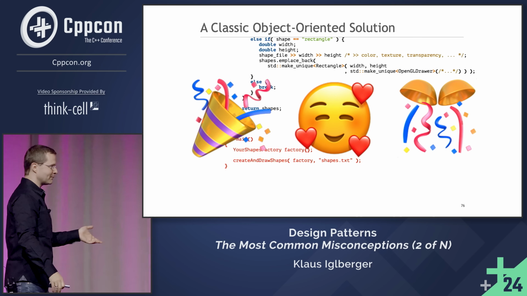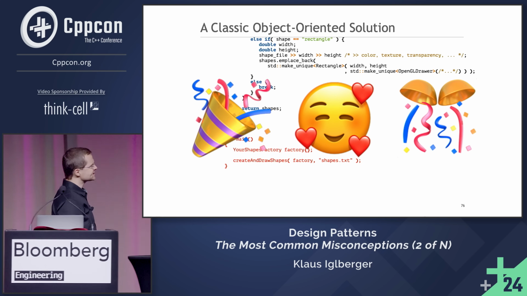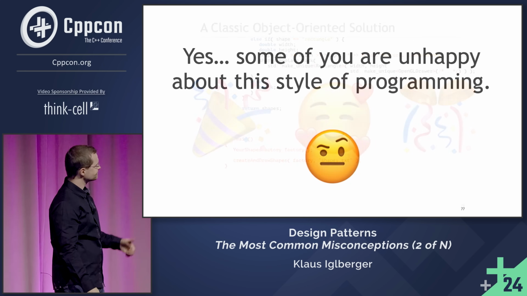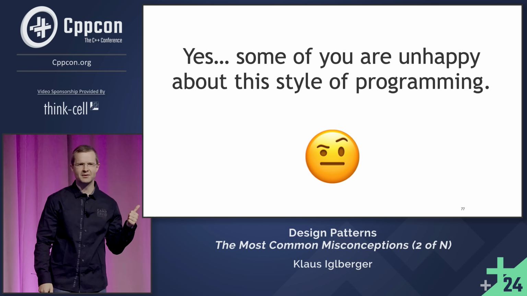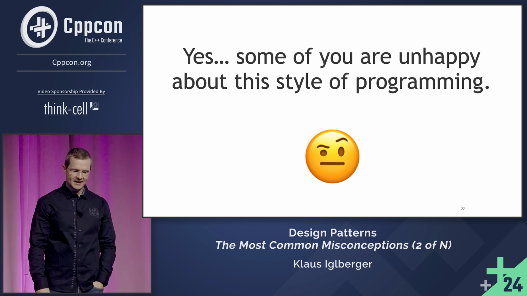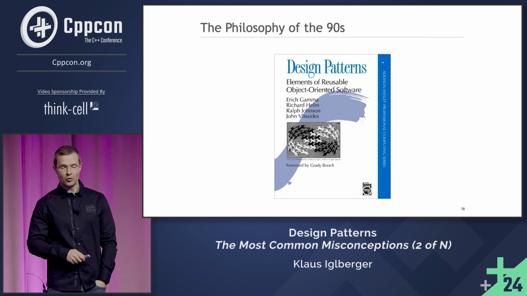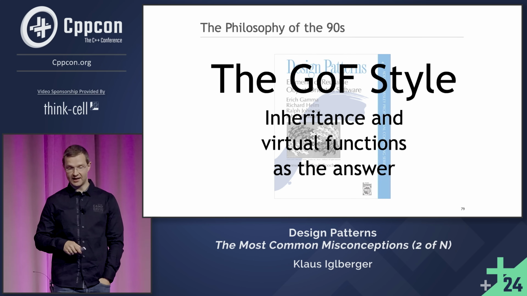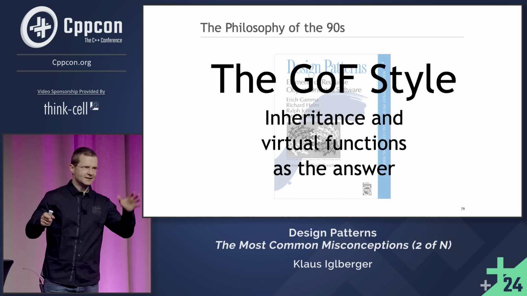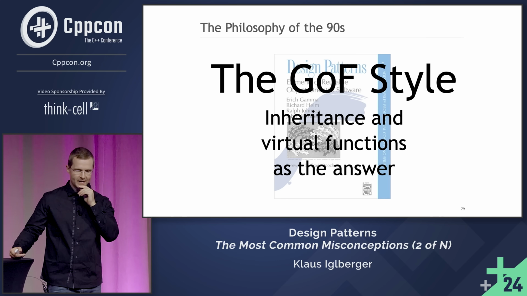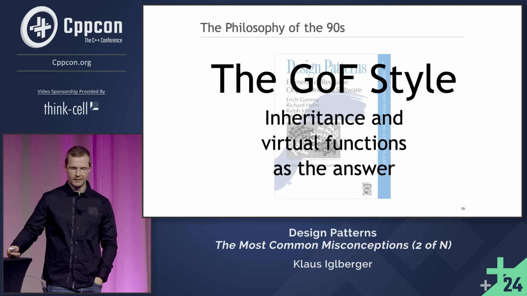But seriously, many of you look very skeptical. Very skeptical. And I kind of have a suspicion why. You're a little unhappy about the style of programming, aren't you? The style that we today refer to as the Gang of Four style, based on the Gang of Four book, the GOF style. This book is from 30 years ago. And indeed, in December this year, it was released 30 years ago. That's the book that basically says inheritance and virtual functions are the answer.